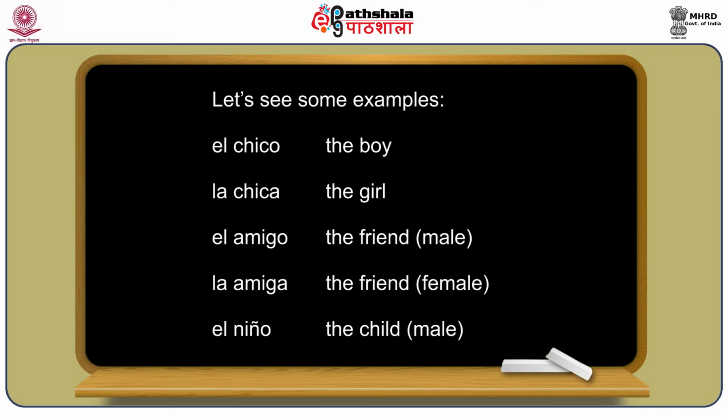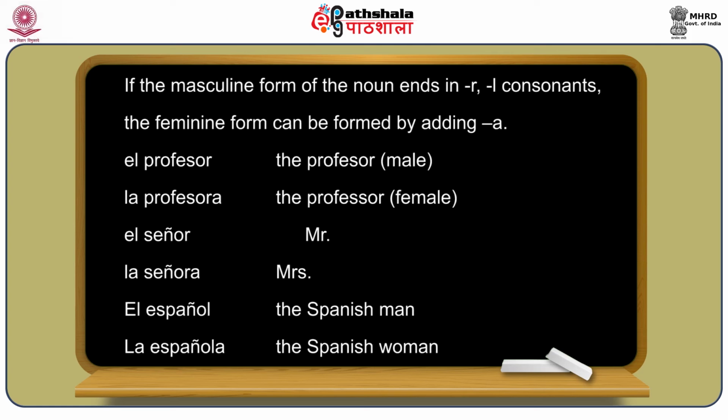Same way, niño means child. So if I say niño, it will be a male child. And if I say niña, it will be a female child. If the masculine form of the noun ends in r or l consonants, the feminine form will be formed by adding a. For example, profesor means male professor and profesora means female professor. Same way, señor means Mr. and señora means Miss or Mrs.